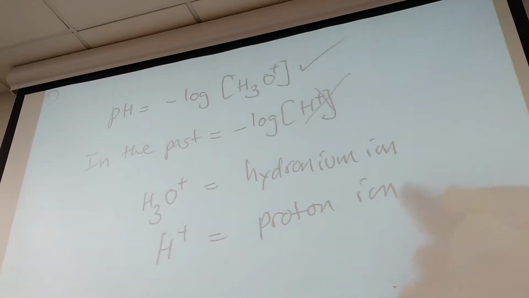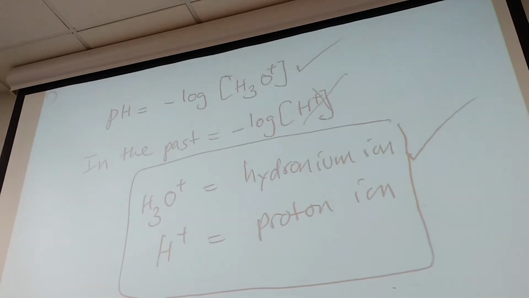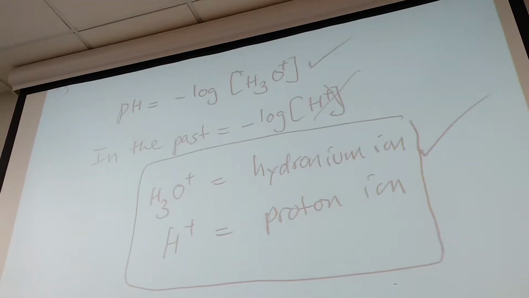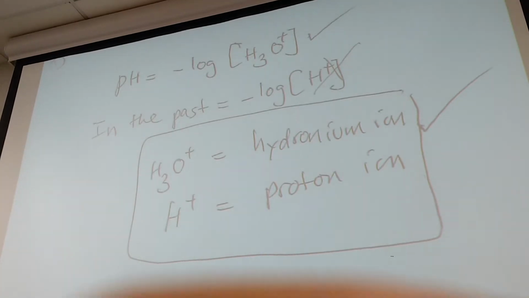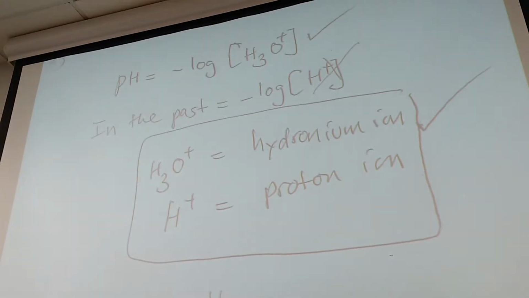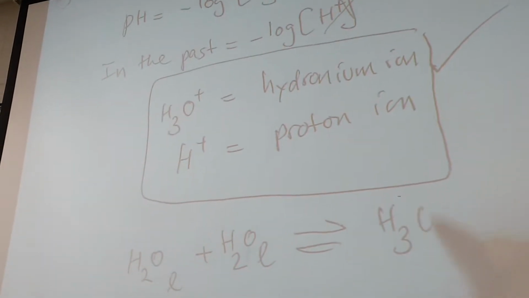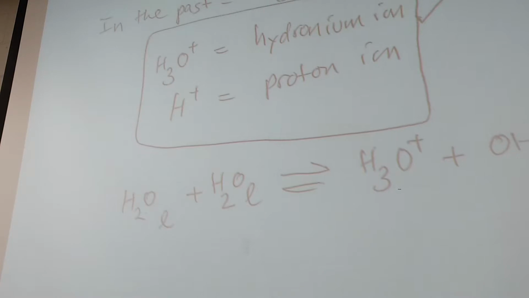So there is no free proton ion. This one does not exist. This one is the correct one. So if you look at this, and I have a solution, for example, this is coming from the H2O, by the way. H2O liquid plus H2O liquid will dissociate to give you H3O plus and OH minus. So here it is, guys.